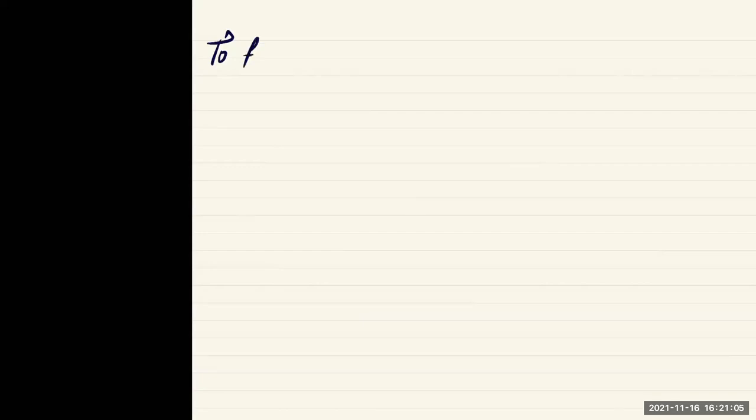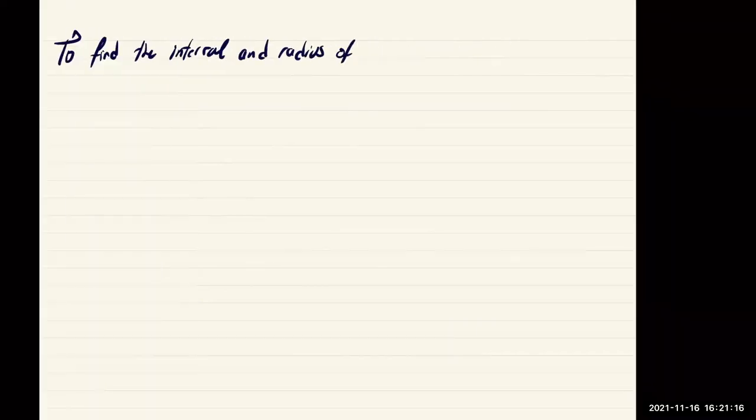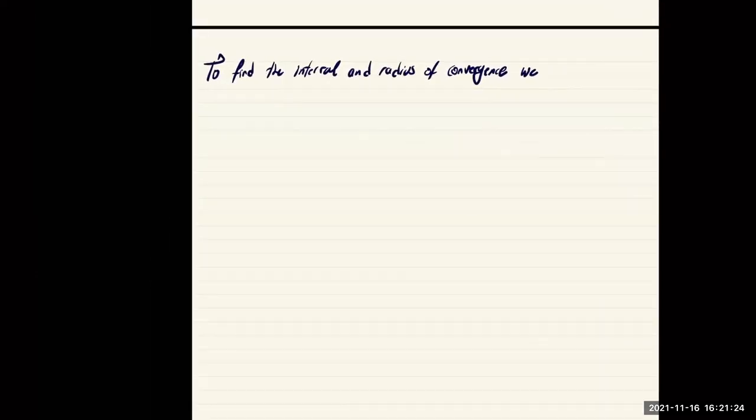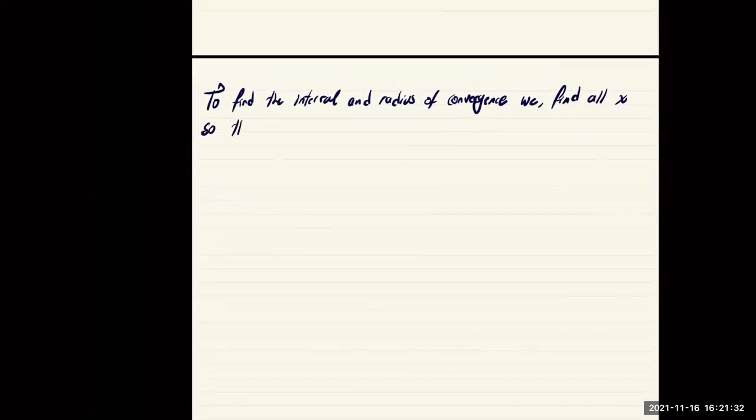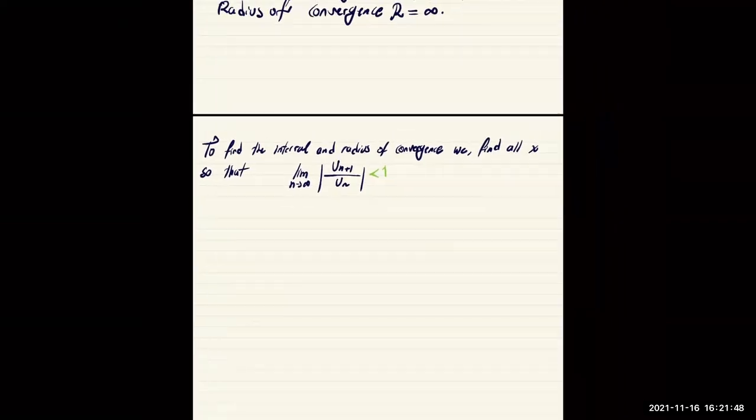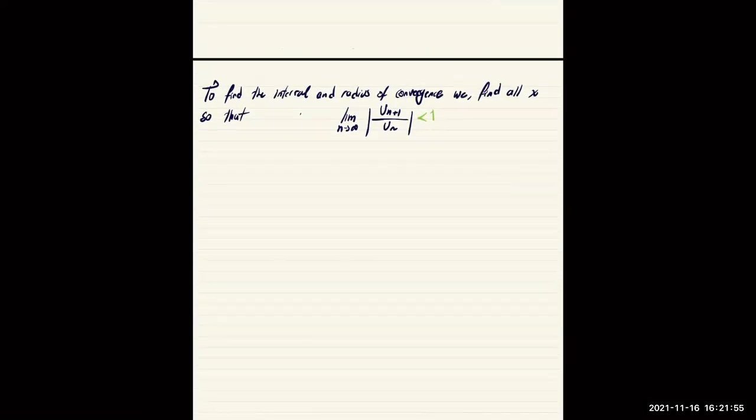So to check or to find the interval and radius of convergence, we find all x so that the limit as n goes to infinity of the absolute value of u sub n plus 1 over u sub n is less than 1. Okay. Yeah. This is an inequality.